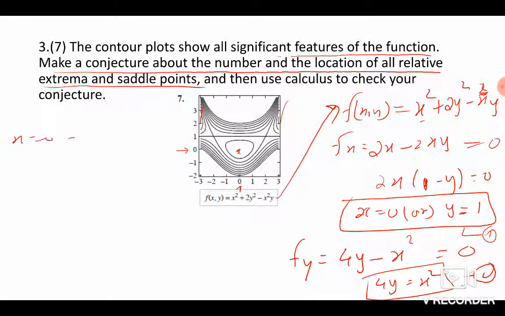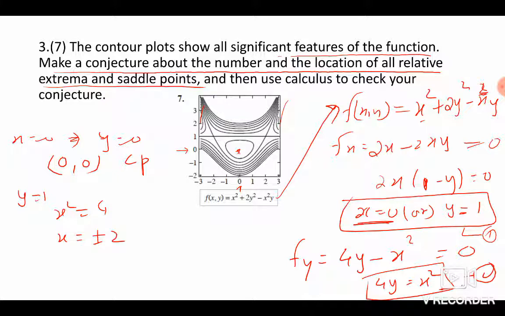x 0 gives y 0. So 1 point we got is 0, 0. This is the first critical point. See, this x equal to 0 should be used in equation number 2. Then 4y is 0, obviously y is 0. Next, when y is 1, x square is equal to 4, so x is equal to plus or minus 2. So we can find the 3 points from this one.